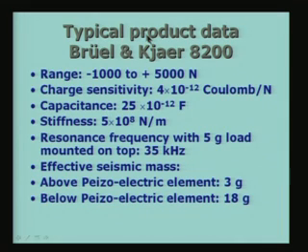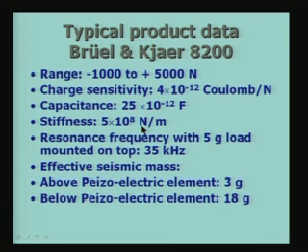For example, I take a typical sensor made by Bruel and Kjaer, 8200, this is the name of the product. It is useful for measuring forces between minus 1000, that means compressive, to tensile 5000 newtons. Charge sensitivity, that is what we just now discussed, 4 × 10 to the power of minus 2 coulomb per newton. Capacitance is about 25 × 10 to the power of minus 12 farad. Stiffness is 5 × 10 to the power of 8 newtons per meter.